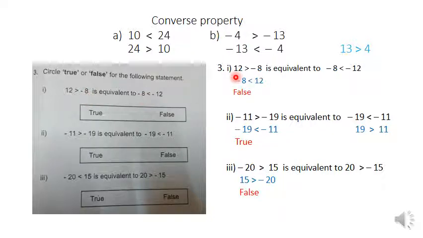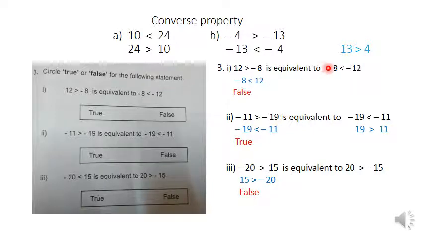Okay, so first, 12 is greater than negative 8. You find the converse property. Okay, how? You write the opposite way. You write negative 8 first, after that you write 12. And then you think what symbol you want to put. Negative 8, negative number. Negative number always small. So the close mark near to the small number. So these two inequalities are equivalent. 12 is greater than negative 8 and negative 8 is less than 12 are equivalent.